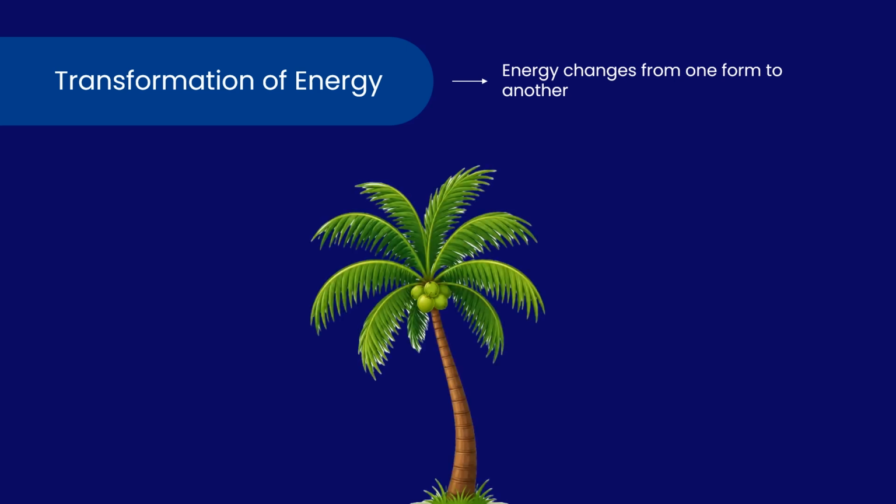Let's understand the transformation of energy. Transformation of energy means energy changes from one form to another form. In this example, the coconut is hanging on the tree. It has potential energy because of its height. As it falls, its potential energy gradually changes into kinetic energy. This is a simple example of transformation of energy.